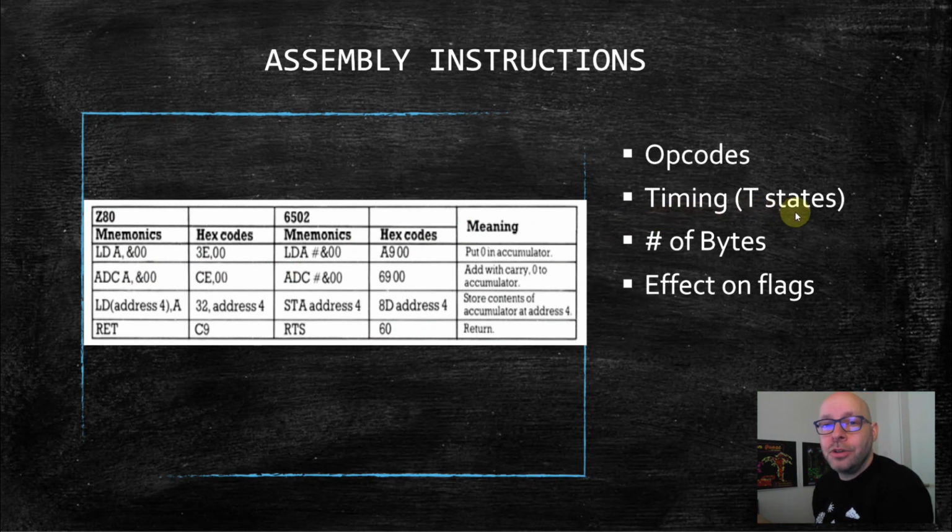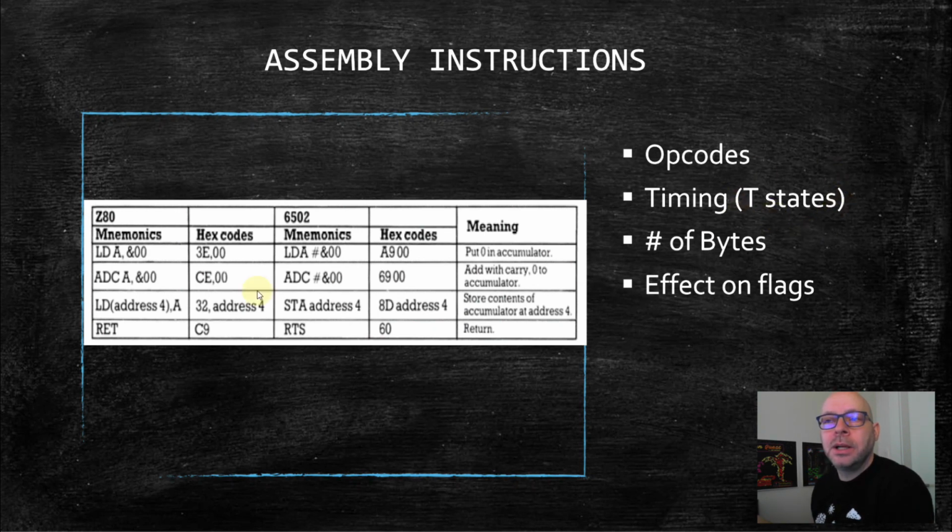So I mentioned this earlier in the video as well. Each assembly language instruction has its own length of time that it takes to execute, and this is typically shown in what's called T states, which are cycles. So if you have, let's say, a Z80 microprocessor that's operating at 3.5 megahertz, that's 3.5 million cycles per second, which is 3.5 million T states per second.